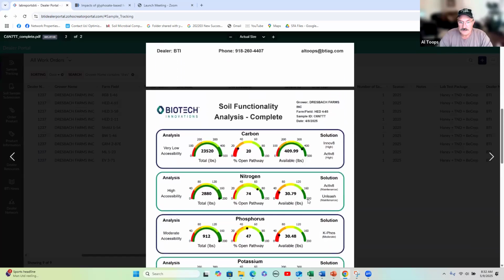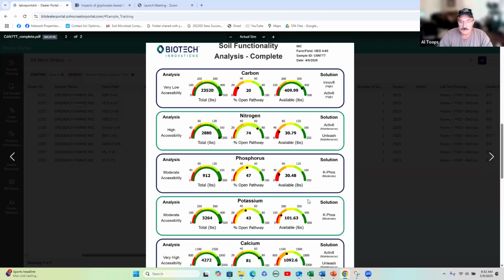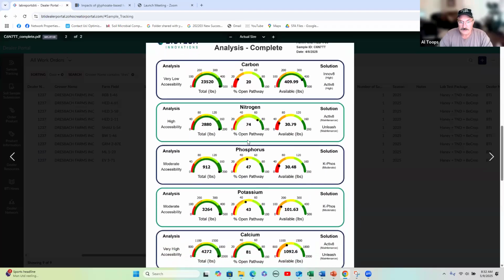The second page is our nutritional page. I only added carbon, nitrogen, phosphorus, potassium, and calcium. I added zinc and sulfur on top of the other one, but this one gives us the total nutrients on the left that we saw on your soil sample. This is off the Haney test, the available nutrients. That's the organic carbon number. This is the pathway we saw on the genomics test, meaning that we're challenged here. This is what we've got to work on.